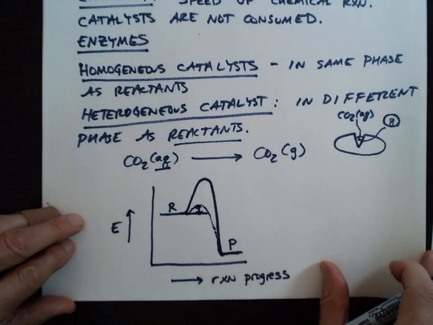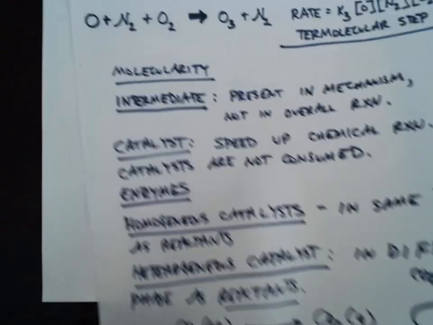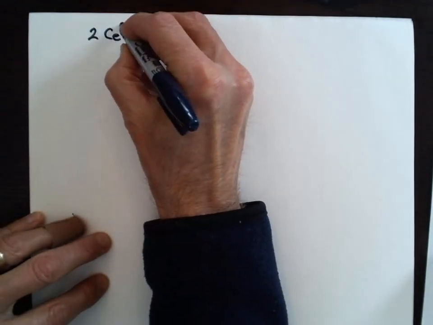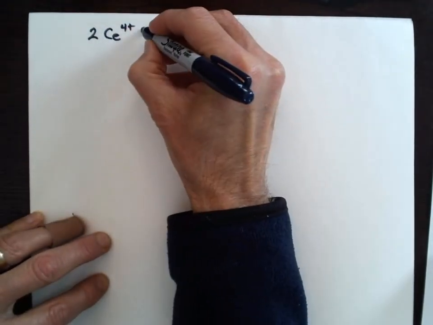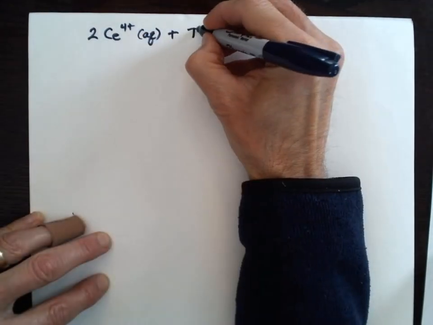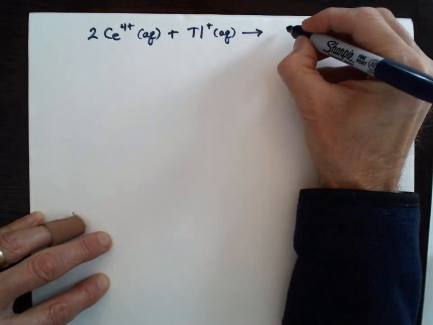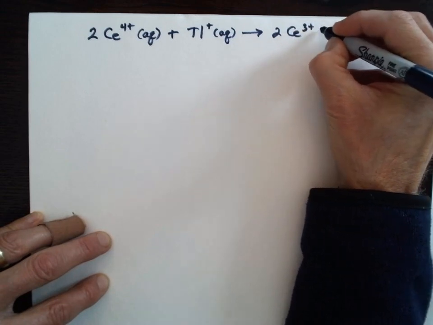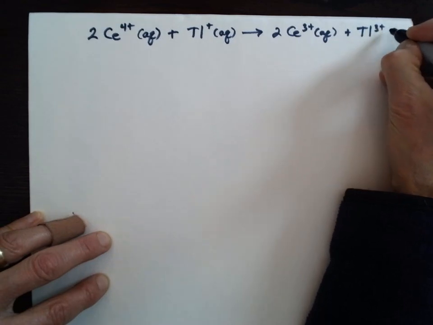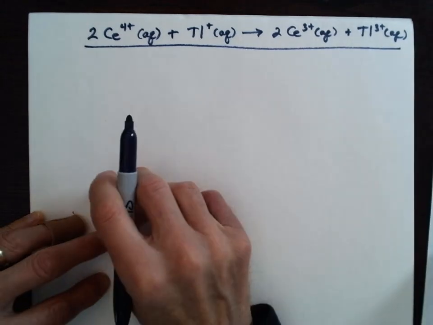So let's see how this might happen. How might it be that a catalyst could speed up a chemical reaction? Well, let's imagine we have this particular chemical reaction. 2 cerium-4 ions, dissolved, so all this is going to be aqueous phase, react with the thallium-1 ion to form 2 cerium-3 ions and a thallium-3 ion. So this is our overall chemical reaction.